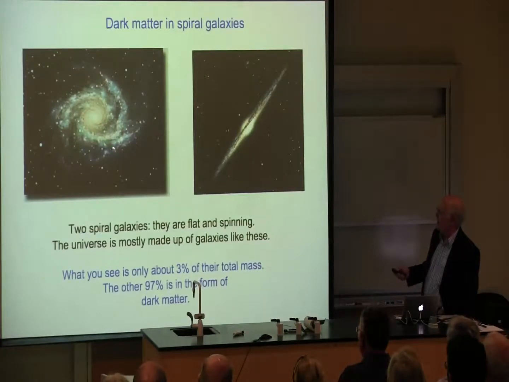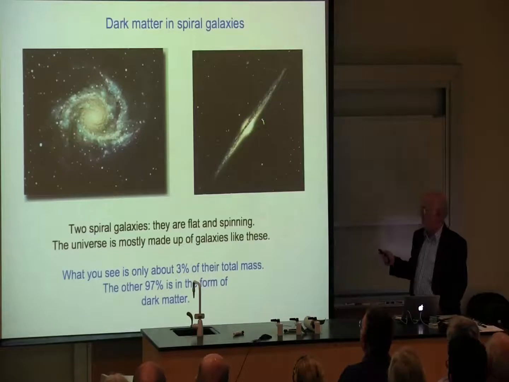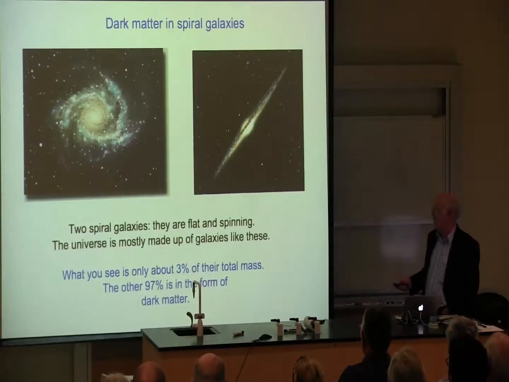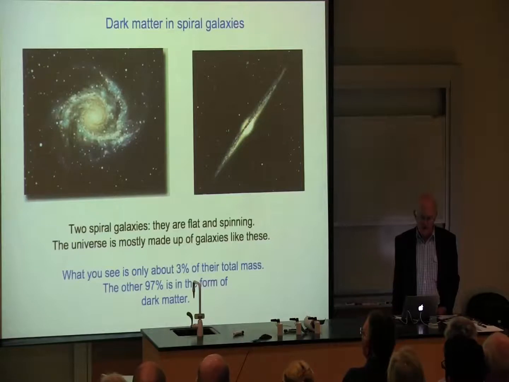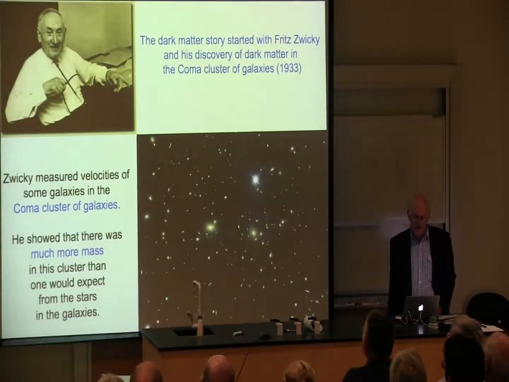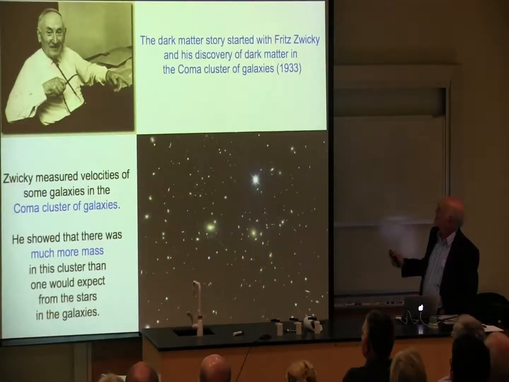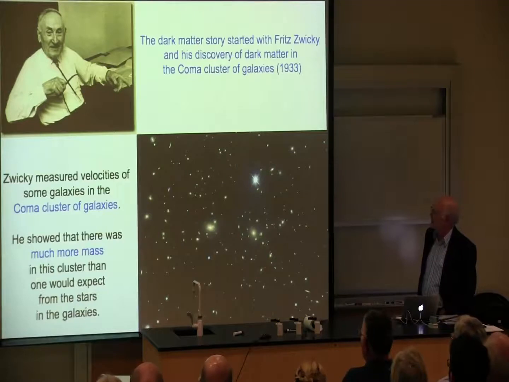What you see here is only about, in this case for galaxies, an even smaller fraction. What you're seeing here is only about 3% of the total mass. The other 97% of the mass of these galaxies is in this dark form that we don't really understand too well. So the story started with a man called Fritz Zwicky, and he discovered dark matter in the Coma cluster of galaxies way back in 1933.